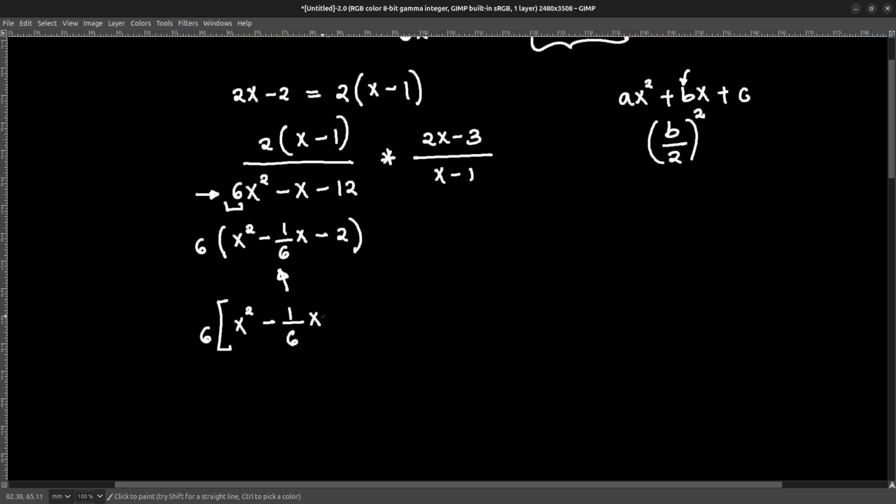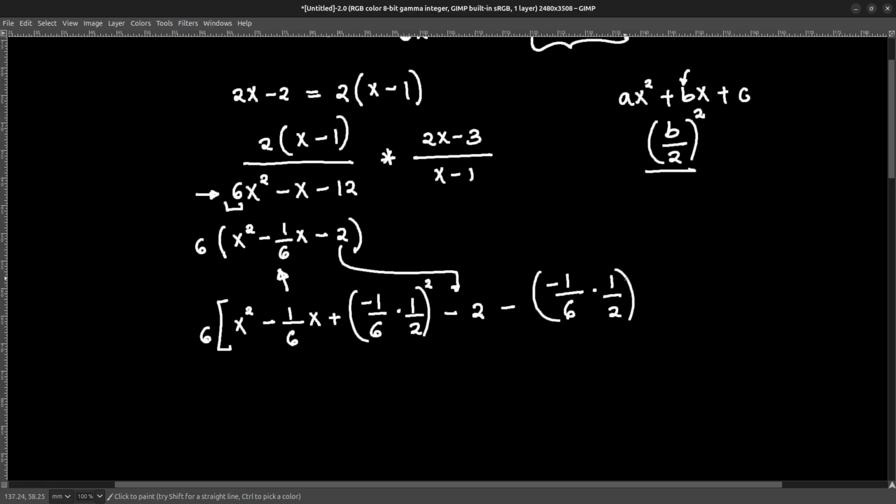Then, to complete the square, we add and subtract this term. So we are going to add our b, negative 1 out of 6, times half, since it is b over 2, and we are going to have that squared. So we've done the addition. Then we drop this 2, so minus 2. And after doing the addition, now we do the subtraction: minus the same term, negative 1 out of 6 times half, squared, and then we close our bracket.